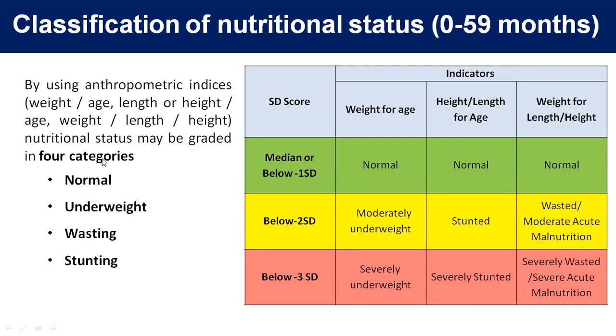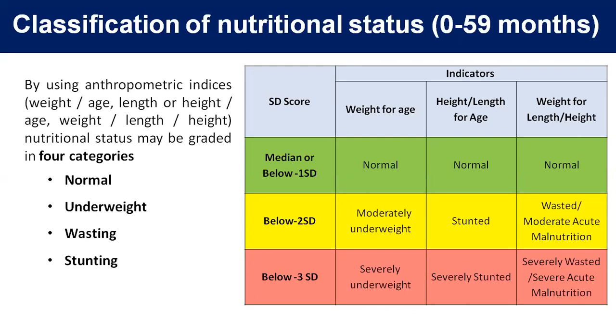So the indicators, if the weight for age of the child is below -3 standard deviation, we classify them as severely underweight. If it is below -2 standard deviation, we classify them as moderately underweight. If it is between the median and 1 SD, we classify them as normal. Similarly, for the indices of height or length for age, we have severely stunted when it is below -3 SD, we call it stunted when it is below -2 SD, and normal when it is above -1 SD.